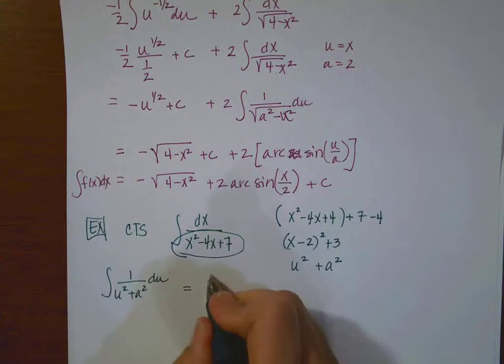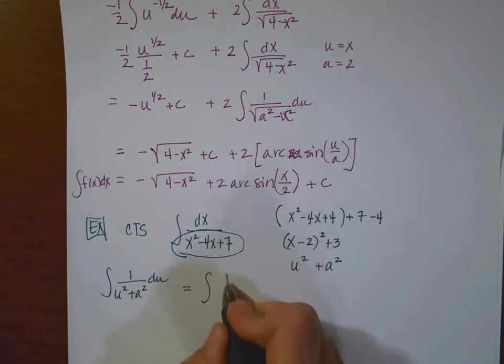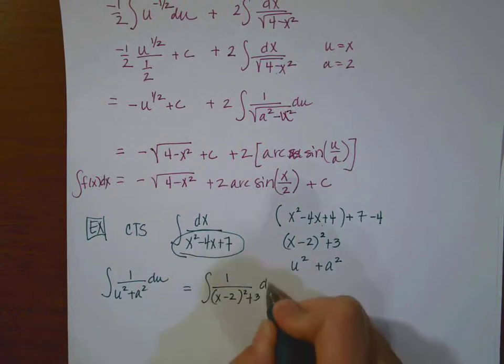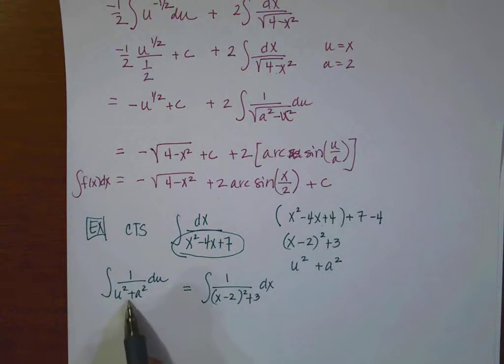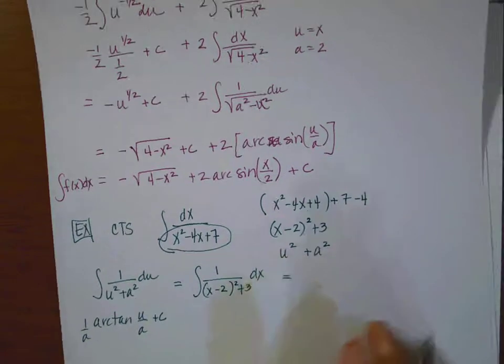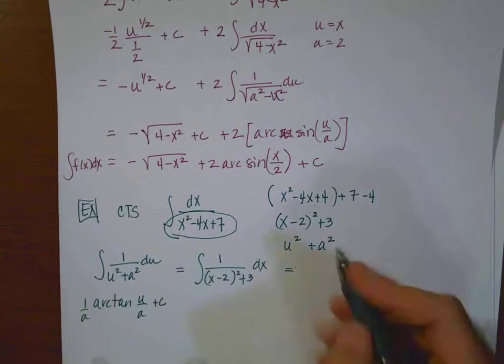Well, that's the arc-tangent ratio, so I'm just going to rewrite my integral as 1 over x minus 2, quantity squared, plus 3 dx, which is this right here. So then all I have to do at this point is substitute in, because this is going to be arctangent because it's u squared plus a squared. So then arctangent, I'll write it under this guy, is 1 over a times the arctangent of u over a plus c. Well, I just need to take all of my goodies and substitute it in.